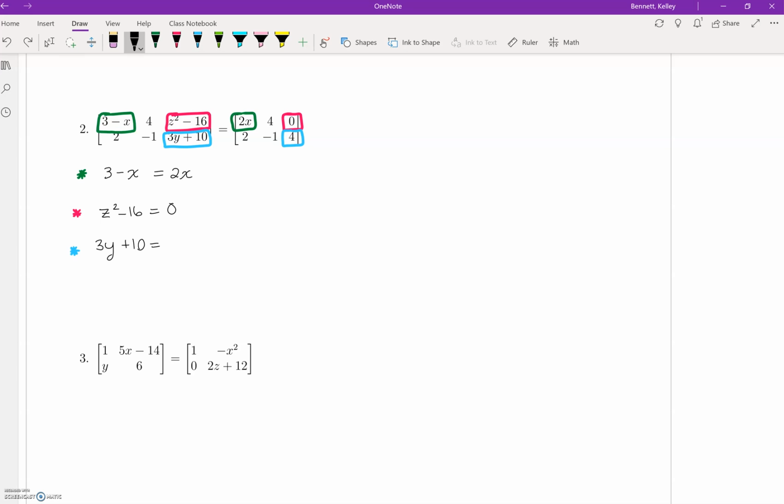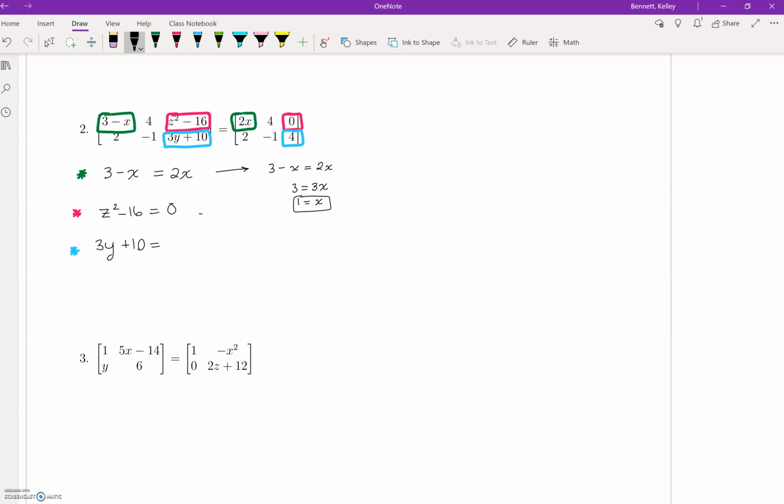So for the first one, 3 minus x equals 2x. We add an x to both sides, so we get 3 equals 3x, and we'll find that x equals 1. So that's the value for x that we were looking for.